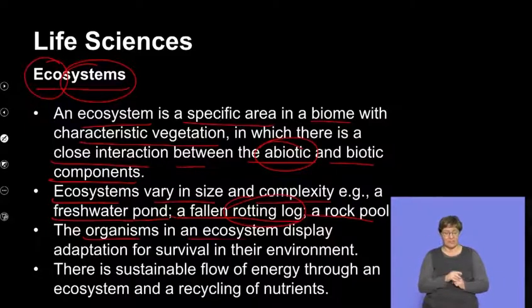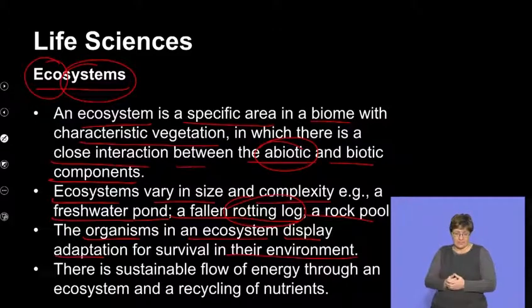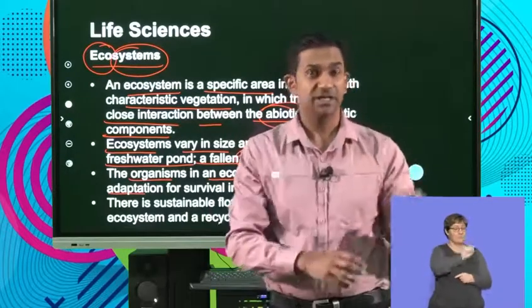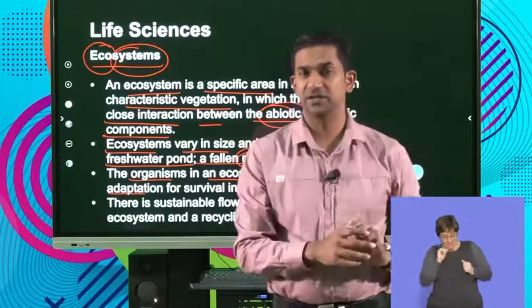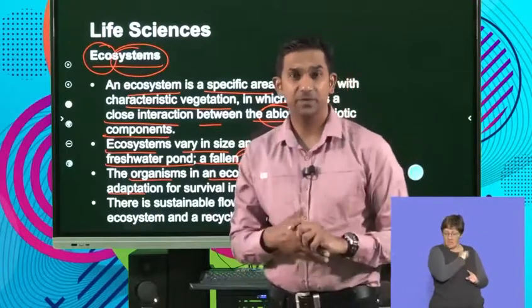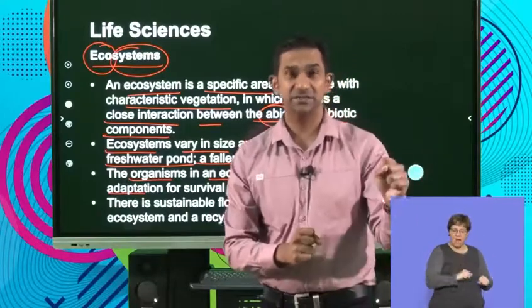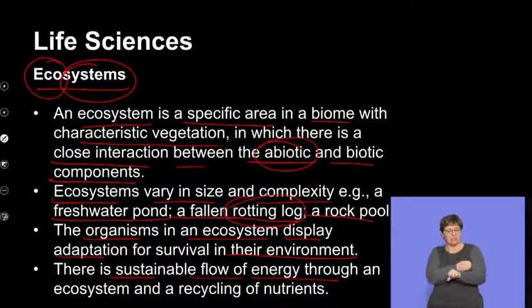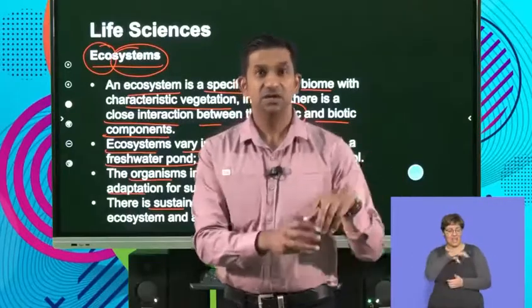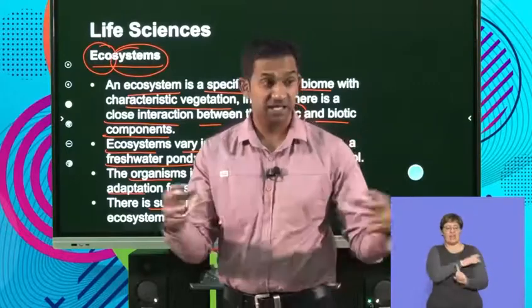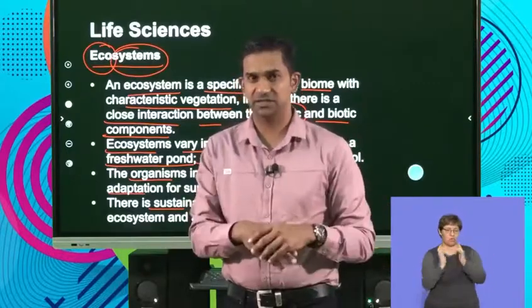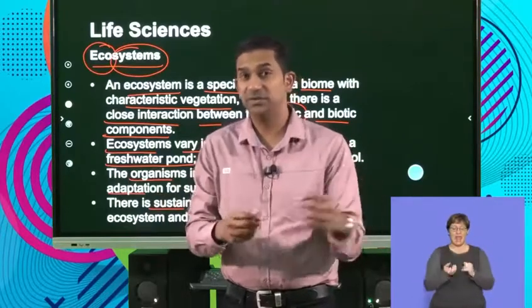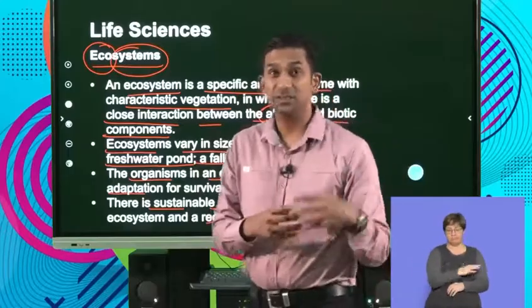The organisms in an ecosystem display adaptations for survival in that unique environment. It's also important that we recognize that in a biome, you have organisms adapted to living in those specific conditions, and that is what defines a biome. It's the ecosystems that have unique adaptations within them. There's a sustainable flow of energy through an ecosystem and the recycling of nutrients. So we need to understand that each of your ecosystems produce and recycle energy from that environment. And collectively, there's an interconnectedness between ecosystems, and we see that there's a flow of energy between ecosystems. And that is what we refer to as the complexities of ecosystems.